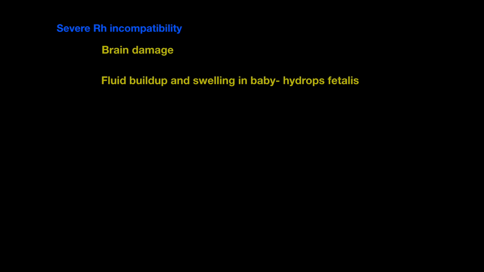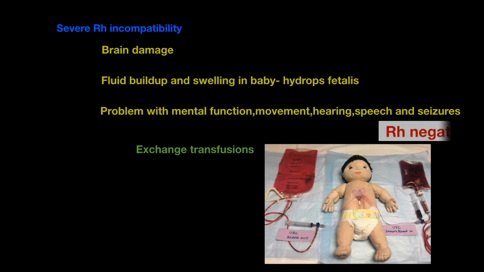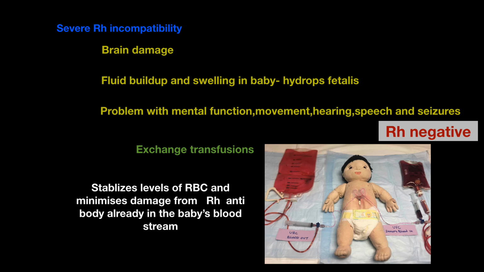The possible complications from severe RH incompatibility include brain damage due to high levels of bilirubin, fluid buildup and swelling in the baby called hydrops fetalis, and problems with mental function, movement, hearing, speech and seizures. Severely affected infants need exchange transfusions with RH negative blood. This RH negative blood stabilizes levels of RBCs and minimizes damage from RH antibodies already in the baby's bloodstream.